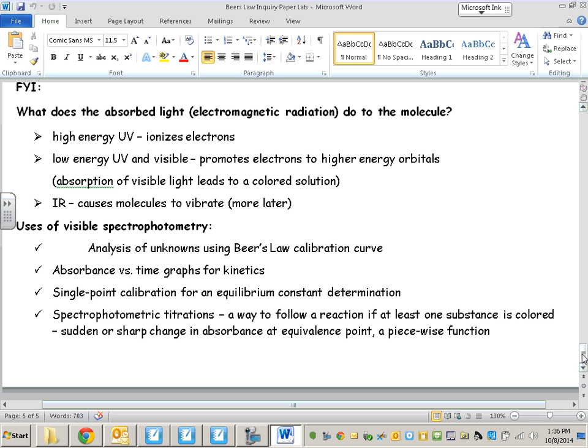What is the effect of the energy on the molecule? UV, high energy, it ionizes, it makes ions. You have to know if you shine UV light on something, it commonly will cause electrons to bounce out and make it an ion. Low energy, like red light, will promote electrons. There's a thing called the photoelectric effect, which is related to that.